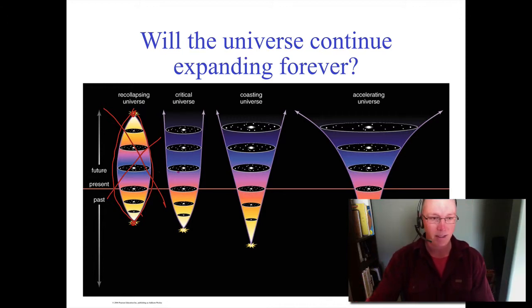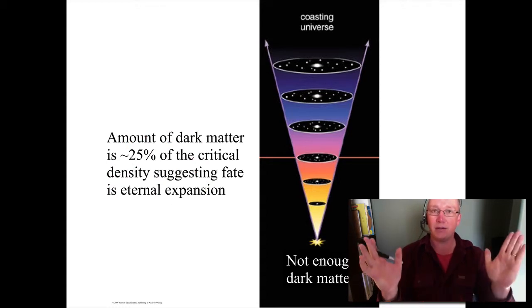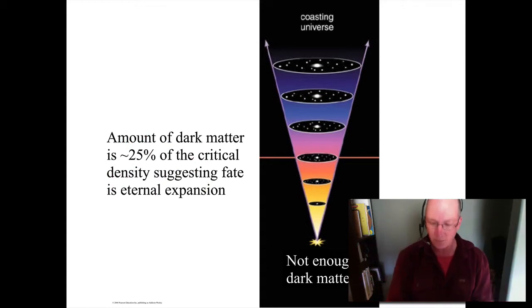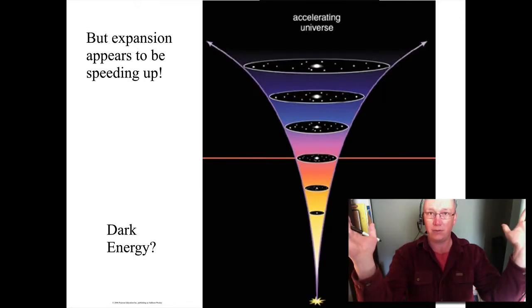And in fact, based on observations, the critical universe, which shows that we coast to a fixed size, right? So eventually you get to the point where the size stays the same. That one's been ruled out too. So we have the coasting universe, this guy right here, which says we just expand at a uniform rate. The other alternative is if there's even more dark energy, you can expand it at an ever-accelerating rate.